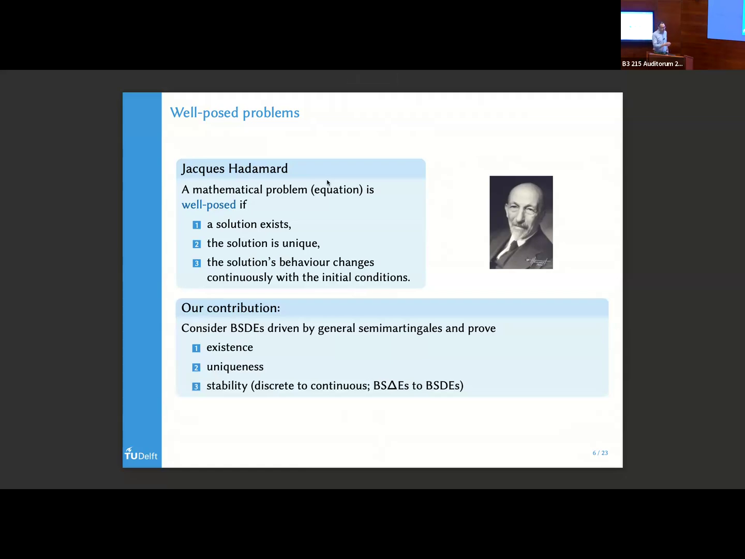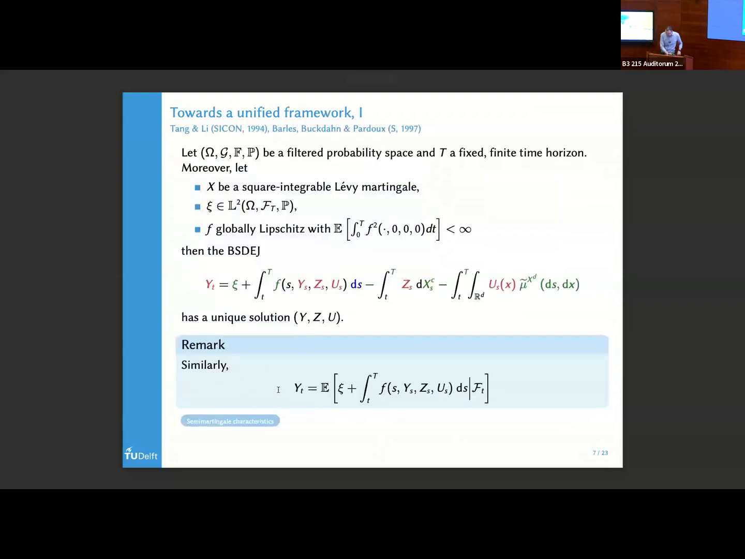So what we would like to do is consider BSDEs driven by general semi-martingales. This is a little bit the novel part, and then also show that you can basically go through with Hadamard's program, so existence, uniqueness, and then stability, but stability is a little bit more general than what you were saying. So you also want to prove stability from discrete time to continuous time equations. Okay. So let us see how we can try to go to a more general and a more unified framework.